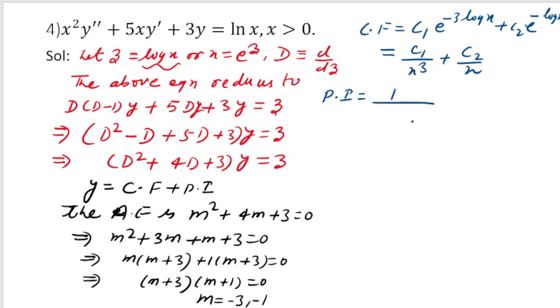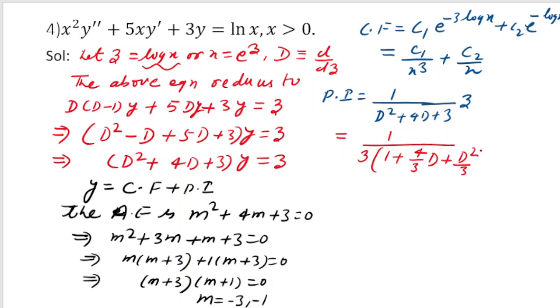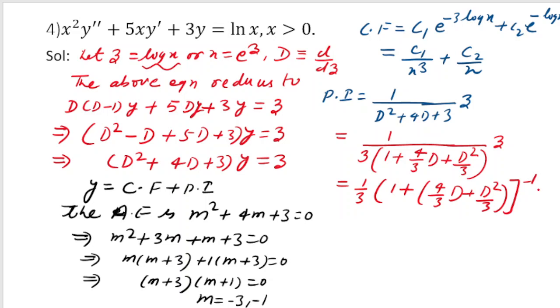So the particular integral will be 1 by (d square plus 4d plus 3), and that we have to apply on z. How do you solve this kind of problem? Do you remember? We have already done many such problems, but anyway, I am solving it. I take the lowest degree term common, that is 3 common, and I write 1 plus 4 by 3 d plus d square by 3, and that we apply on z. So this is 1 by 3 times (1 plus 4 by 3 d plus d square by 3) whole to the power minus 1, applied on z.